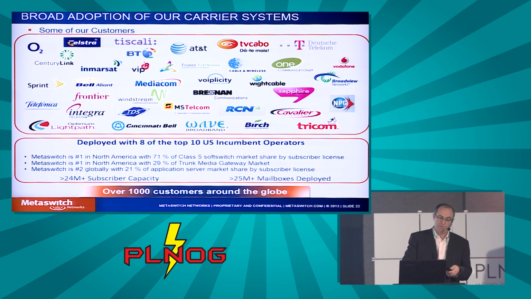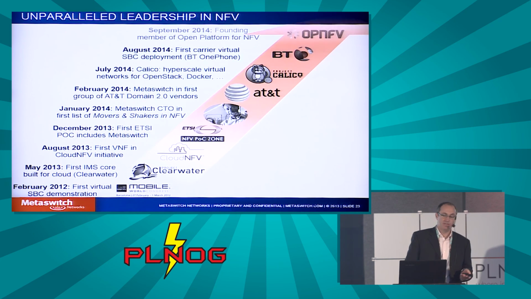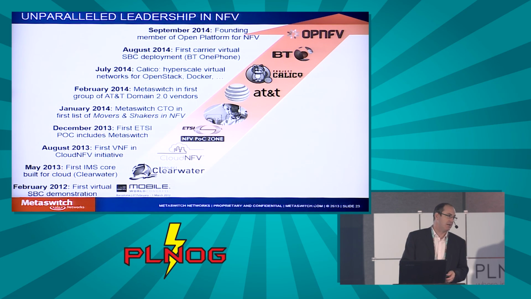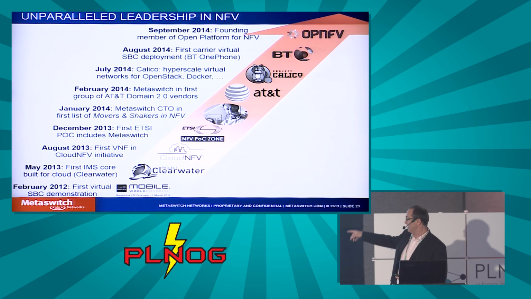And why Metaswitch for network function virtualization? We've been in the business of network function virtualization since the very beginning, since that first white paper published with BT back in 2012. The SBC was the first product. Then we had our IMS core, and then the rest of our products.